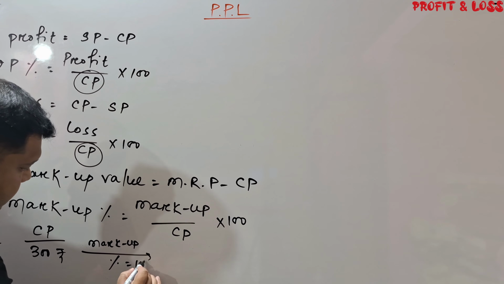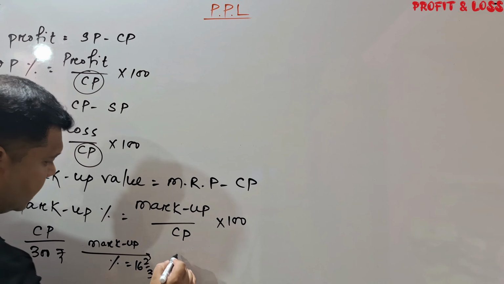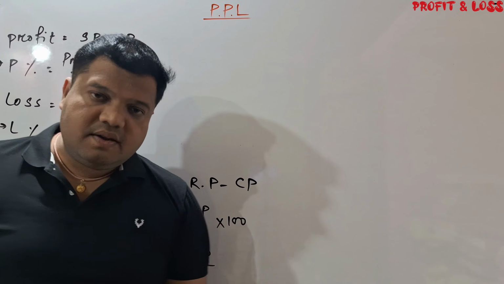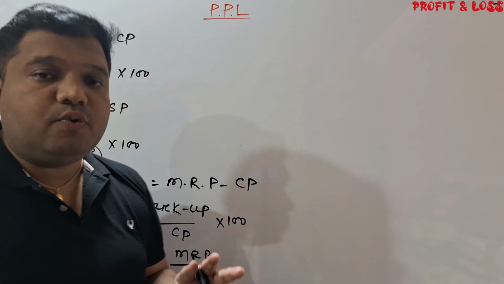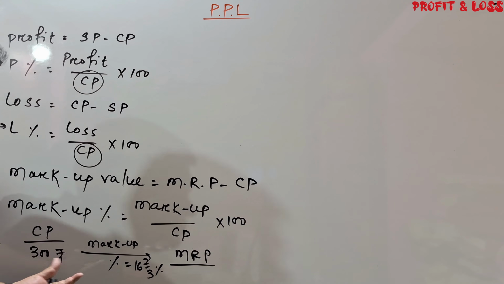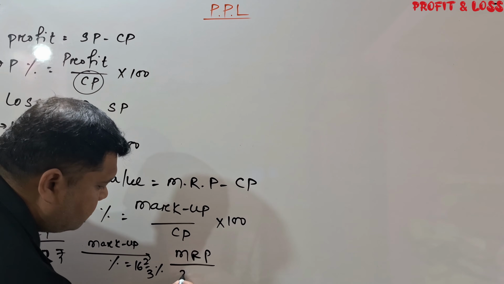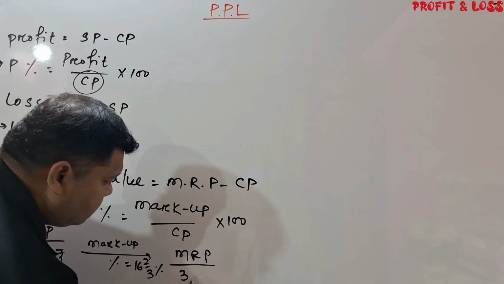it is given 16 whole 2 by 3%. Can you find the MRP? Means when cost price is given, markup percentage given, how do you find the MRP? MRP आपको कैसे फाइंड करना है? ठीक है? Now cost price given, markup percentage given, and you know this MRP depends upon what? Cost price and markup percentage.